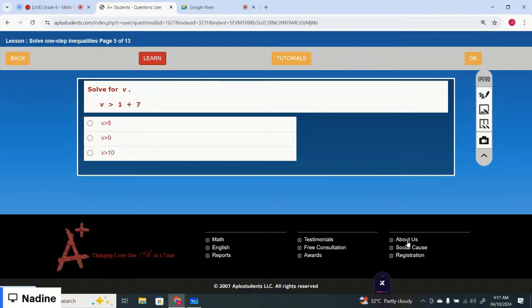Solve for V. Which is the correct option? That is V is greater than 8. Option number 1 is the correct option.